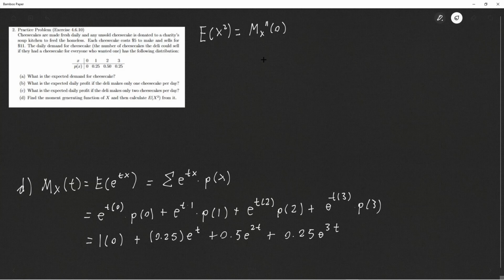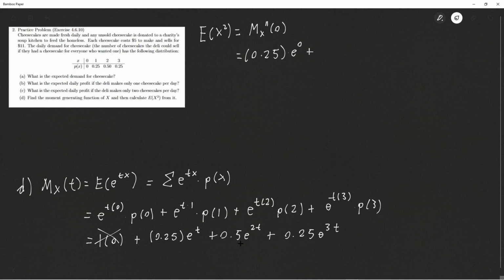So how we could do this to find our expected x squared, we're going to take our derivatives. So this will already be a 0, and now our e to the t, no matter how many times you take the derivative of e to the t, it's just going to still be e to the t. So this will just be 0.25 multiplied by e to the 0, plus, and now 0.5 e to the t is going to change because when we take the derivative, it'll be 0.5 e to the 2t multiplied by t. So this will give us 1.